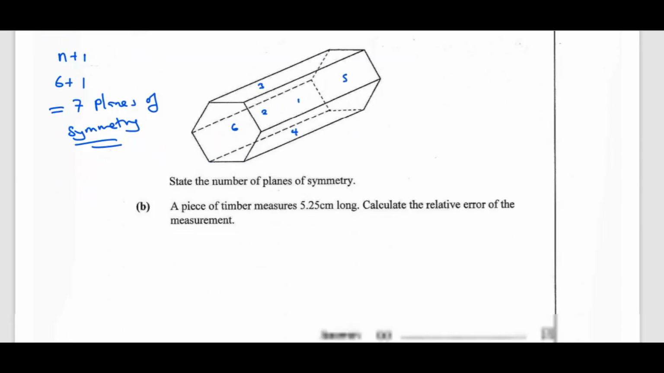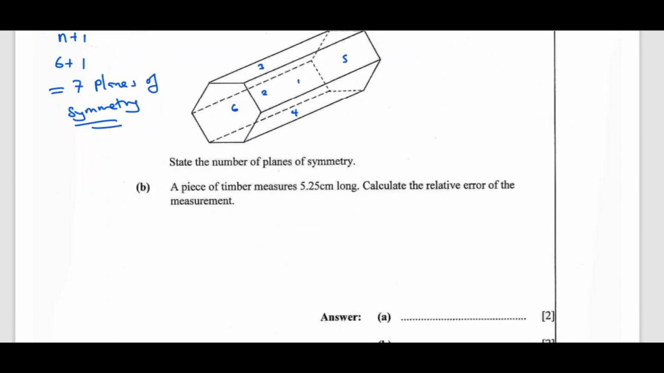So let us move on. A piece of timber measures 5.25 centimeters long. Calculate the relative error of the measurement. The relative error is equal to the absolute error over the measure. In this case, we have to find the absolute error first, which will help us find the relative error.